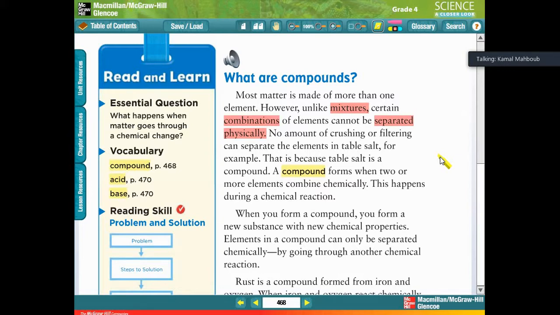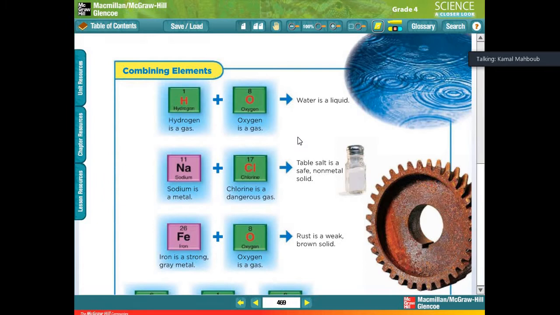Yes, concentrate with me to understand these parts. A compound is made up of two or more elements combined chemically. It means what? It means we have a new substance. We have a chemical reaction. We have a new substance. To understand more, look at the next page to understand what a chemical reaction is and how it happens.